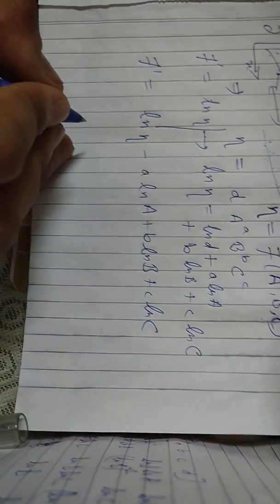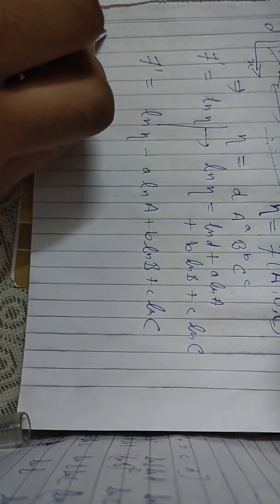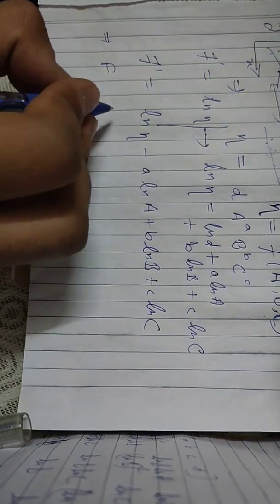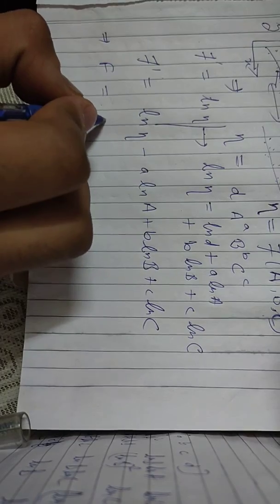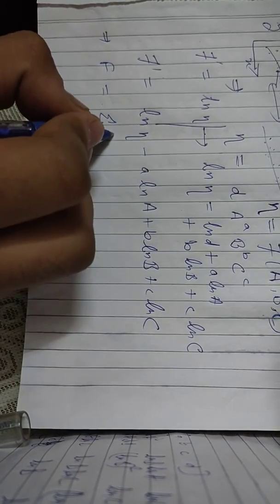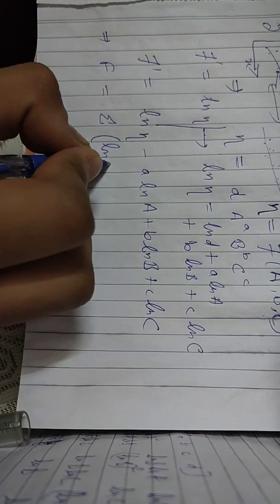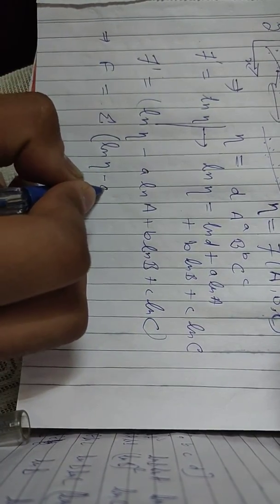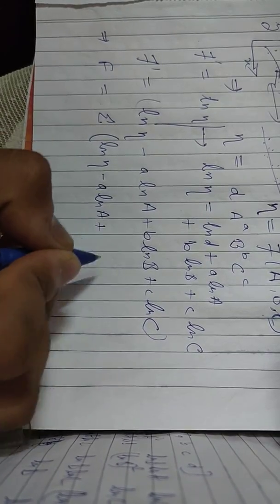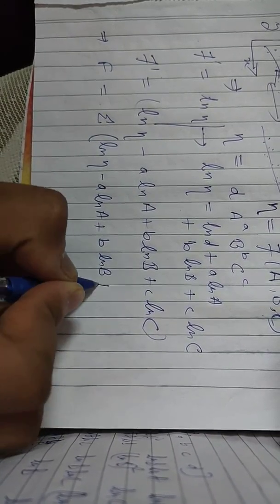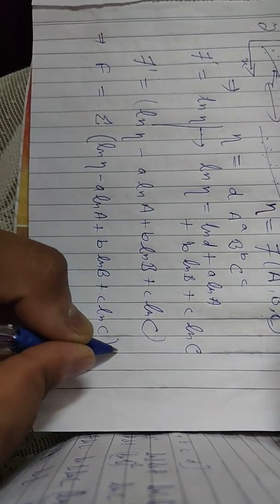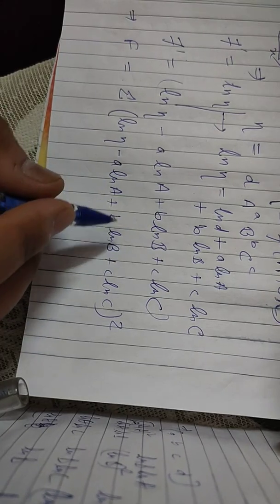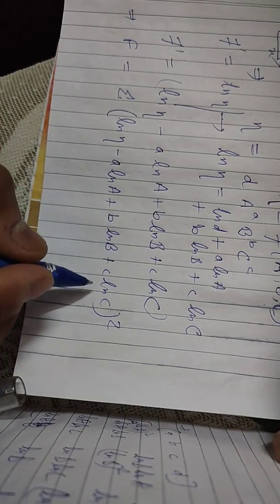Now again, for this method we will open up one more parameter, f, a function which is equal to the summation of this whole term, and not only this term but the square of this whole term, like this. In this way we are going to derive the steps for the logarithmic version of the least square method.